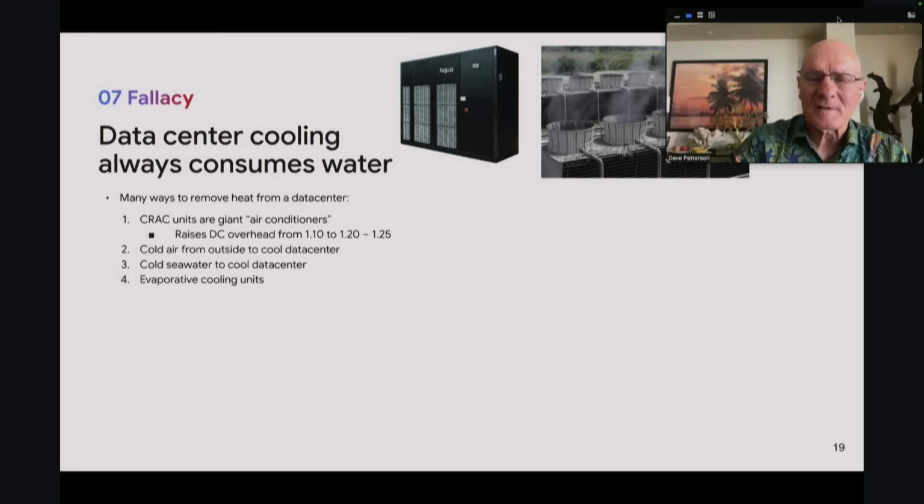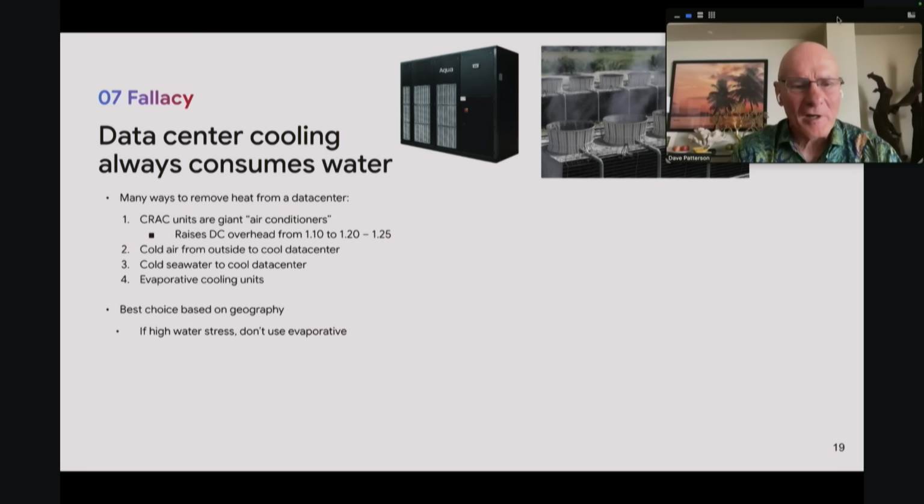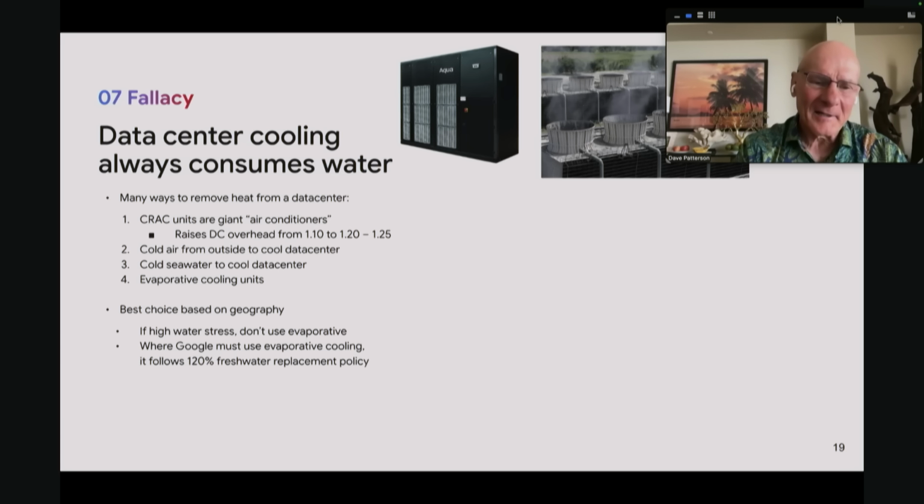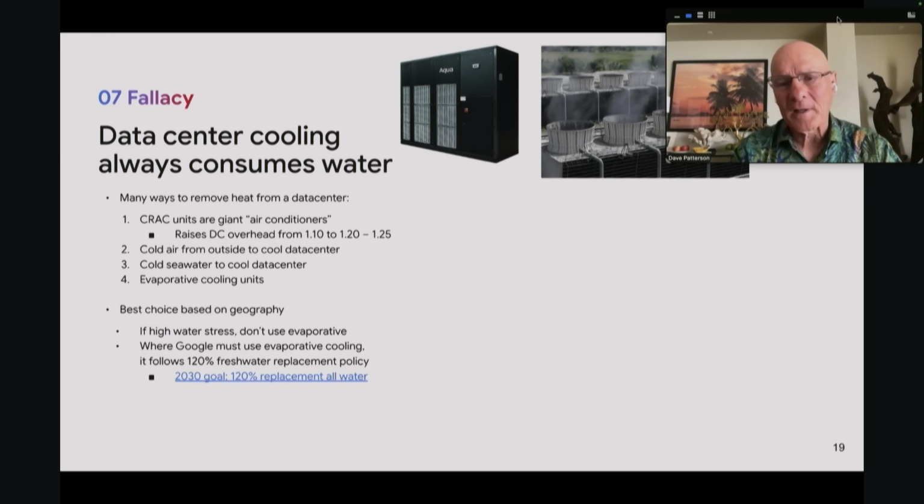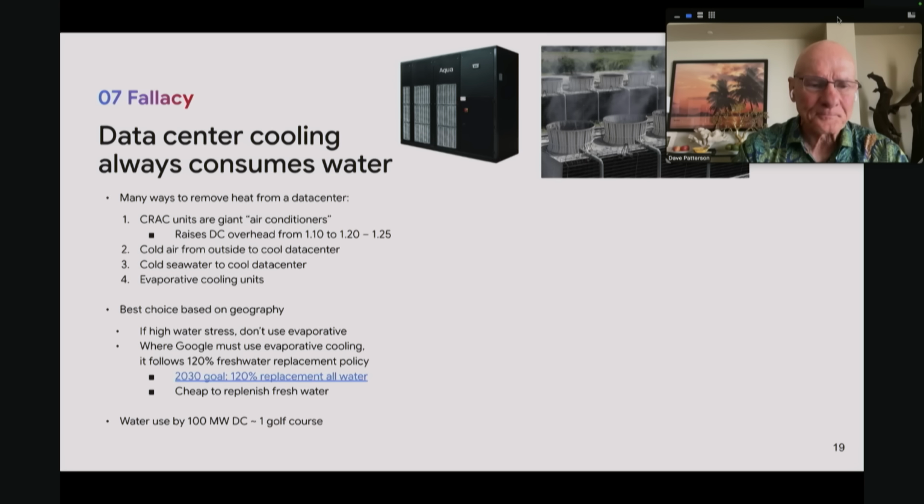And evaporative units or the other option that does use water. So you pick the best thing for your geography. If you put a data center in a region that's high in freshwater stress, don't use evaporative cooling. Google's policy is, if you're in a place that uses evaporative cooling and there's pressure on fresh water, invest in other projects that generate more fresh water. So the goal is that the net of the investment and the water use is that you'll generate more fresh water than you're using. And the goal is in 4 years to be 120% of all water use.